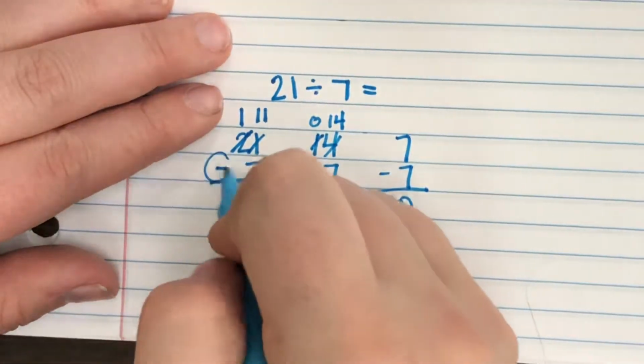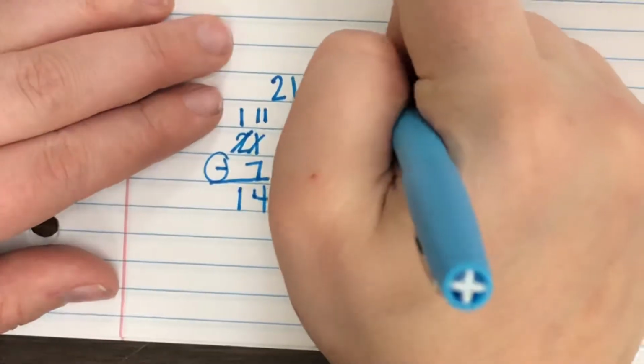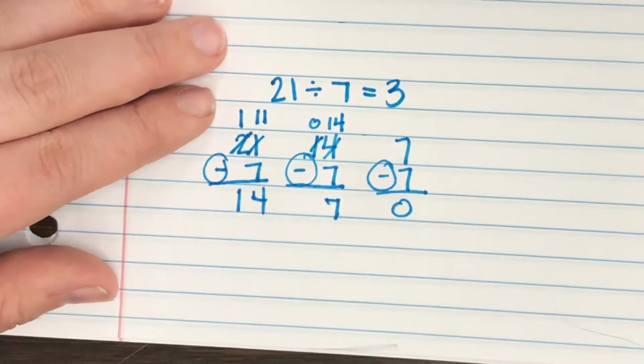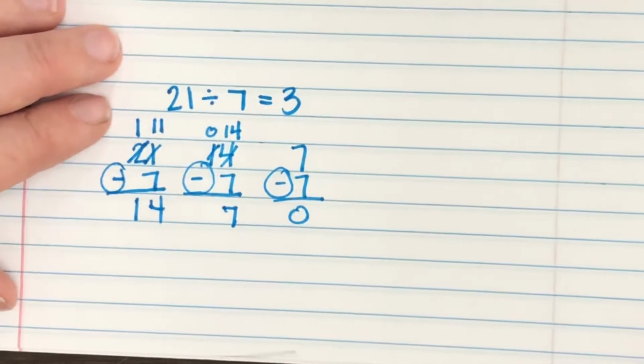My answer then is how many times did I have to subtract? I had to subtract 1, 2, 3 times. So my answer is 3. And you're probably sitting there thinking, are you sure about that? Well, let's try a different strategy and find out.